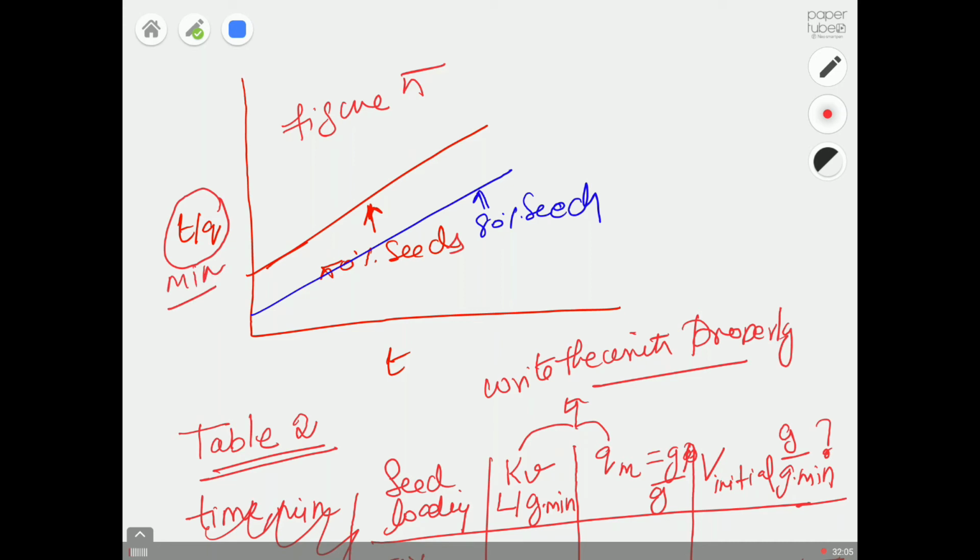So Q is expressed in grams of paracetamol per gram of solvent. Sorry, grams of seeds. Grams of seeds. Time will be expressed in terms of minutes. So this will be your graph.